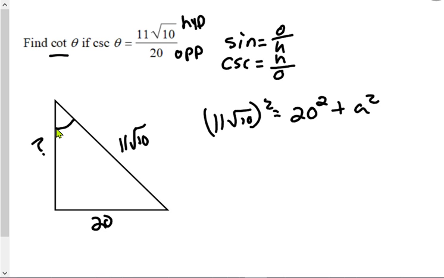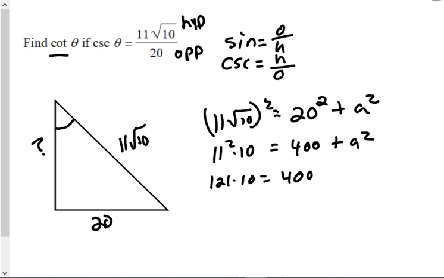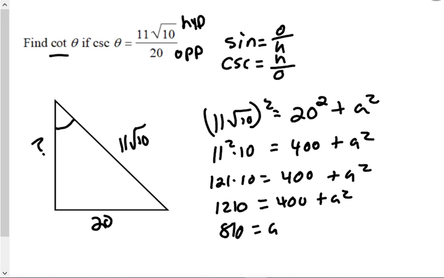So 11 square root of 10 squared is just 11 squared times 10. And then 20 squared is 400 plus A squared. So 11 squared is 121 times 10. Of course, that's going to be 1210 equal to 400 plus A squared. So 1210 minus 400 is 810. And then we take the square root of that.